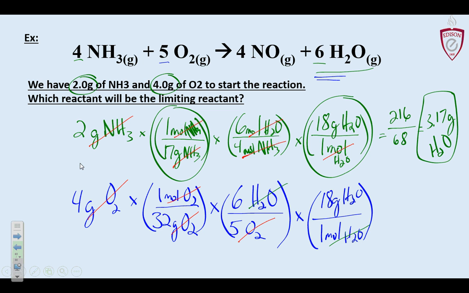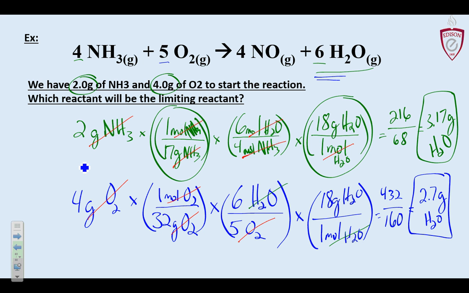4 times 6 times 18 is 432. Then I have 32 times 5, which is 160. So 432 divided by 160 is 2.7. So 2.7 grams of water is my product.